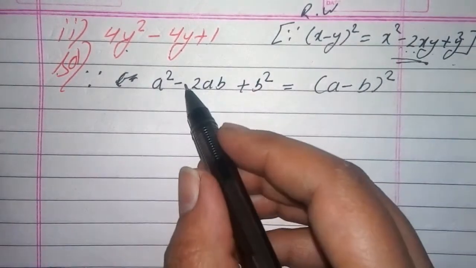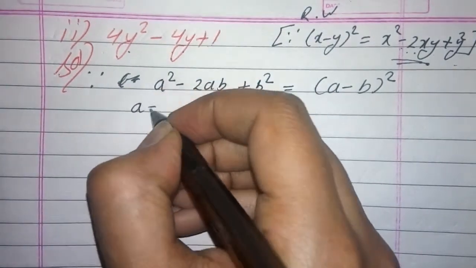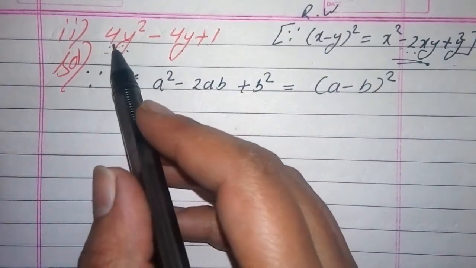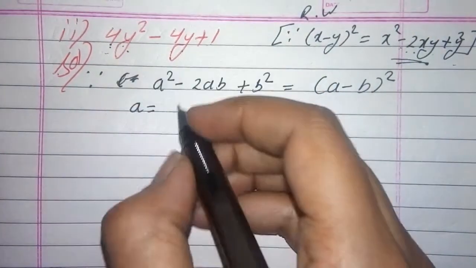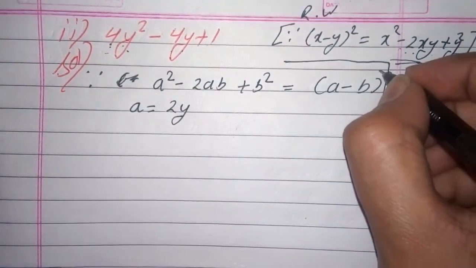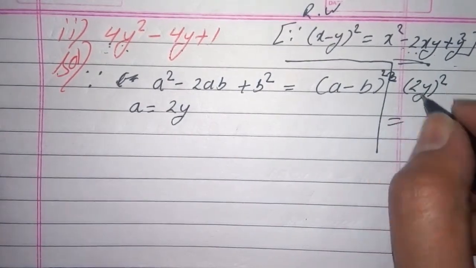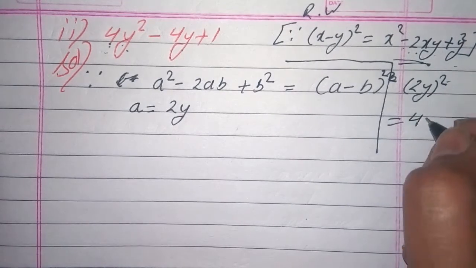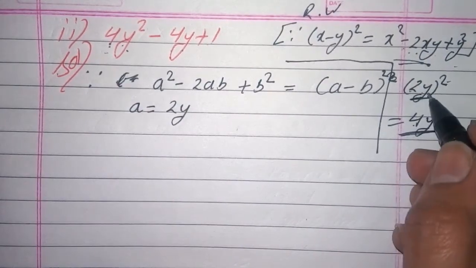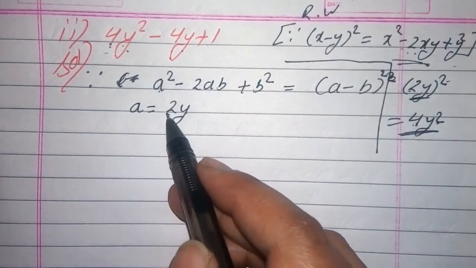We rewrite this identity in form of a and b, where a equals, what is the value of a? 4y square. No, 4y, but 4 is the square of 2, so we can write the value of a is 2y. Look here in the rough work, (2y) whole square. When we open this bracket, square of 2 is 4 and square of y is y square, so it becomes 4y square. So 4y square is the square of 2y. So value of a is 2y.